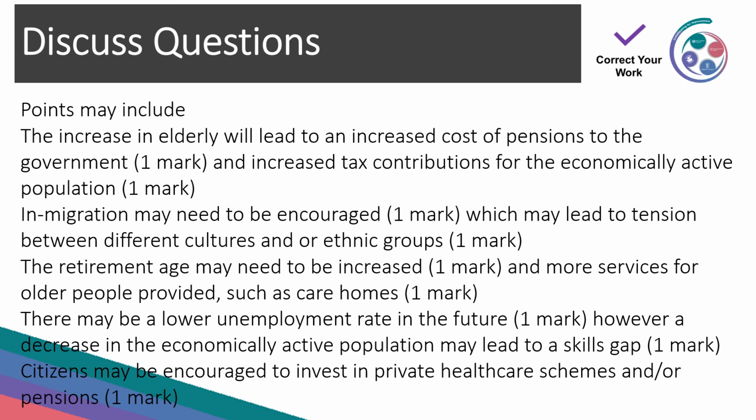So here we have the marking instructions for a potential answer, and if you wanted to, you can check your answers with what you've got written down. So the increase in the elderly will lead to an increased cost in pensions to the government, increased taxation for the economically active, and immigration might need to be encouraged, which can lead to tensions between different cultures and ethnic groups. And you can see how you can develop a mark sometimes. Although you're going to get 1 mark for a point, you can quite easily develop that point to get a second mark in this case, which is really helpful, by putting in more examples, perhaps in regard to the impact on the healthcare sector or other factors like that.